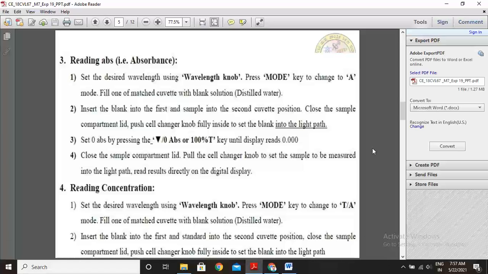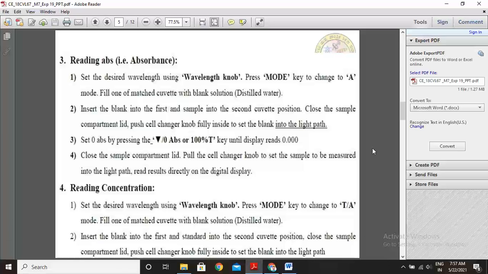Now close the sample compartment lid. Push the cell changer knob fully inside to set the blank into the light path. Set 0 absorbance by pressing the downward absorbance or 100% T key until the display reads 0. Then close the sample compartment lid. Then pull the cell changer knob to set the sample to be measured into the light path. Read results directly on the digital display, that is the absorbance value.